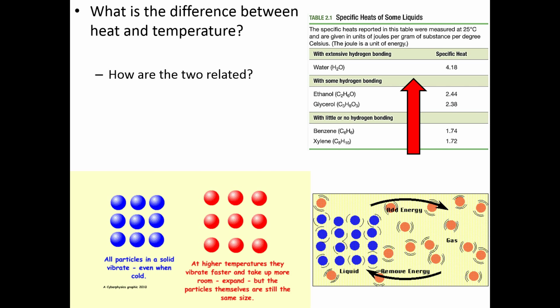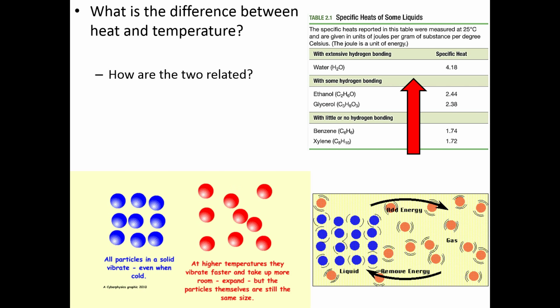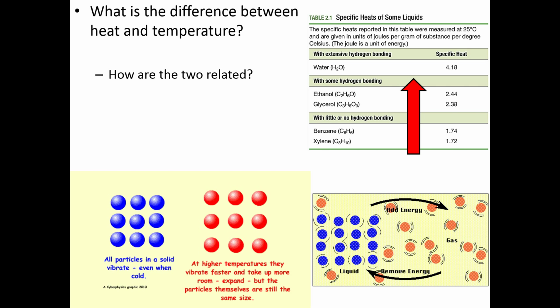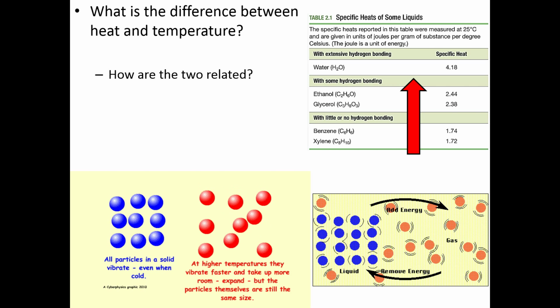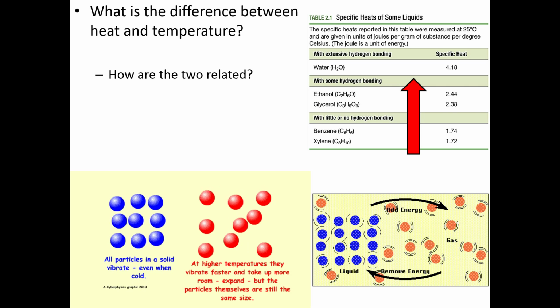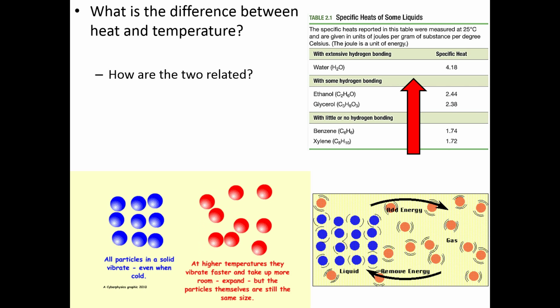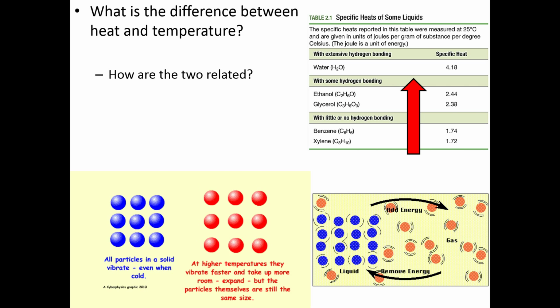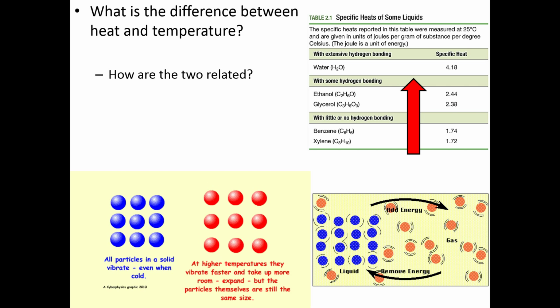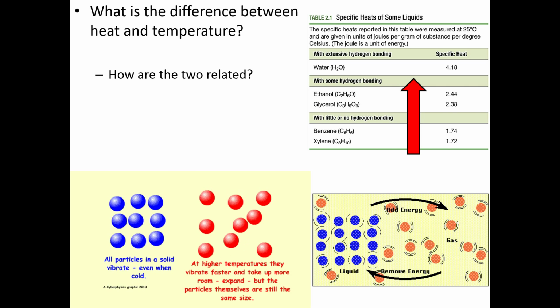So think about a solid. Even in a solid, the atoms that make up that substance are vibrating. They have vibrational energy. But as you heat up that substance, the atoms, the molecules, begin to vibrate even more, and they begin to collide with one another even more, and spread out slightly. So there's this expansive process.